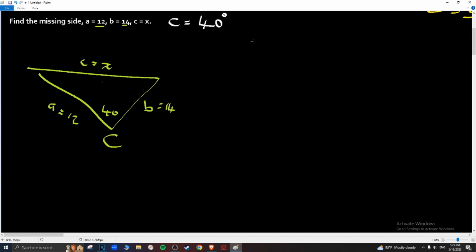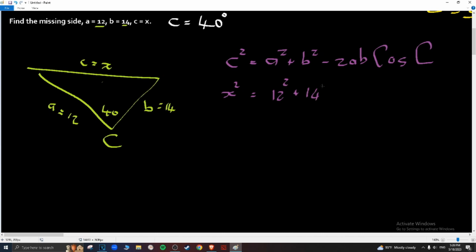Now, I need to identify what I want. Well, I want small c. So how can we calculate small c? We can calculate it by saying c squared is equal to a squared plus b squared minus 2ab cosine C. Let's input our values. Well, we have x squared is equal to 12 squared plus 14 squared minus 2 multiply 12 multiply 14, and then cosine 40.